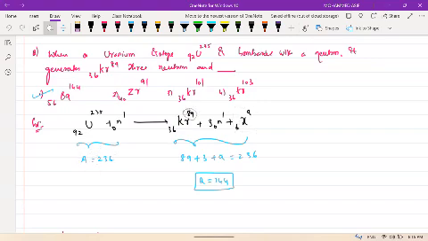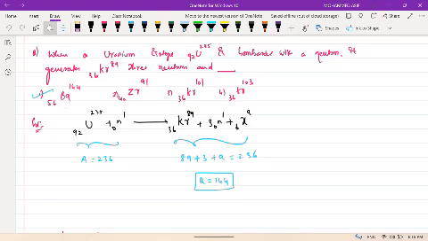So here it is 89, and here it is 1. 89 plus 1, it is 90. And here how many? 3. So 89 plus 3 plus A must be equal to 236. So what is the A value? 144. So the element is barium, 144, 56.